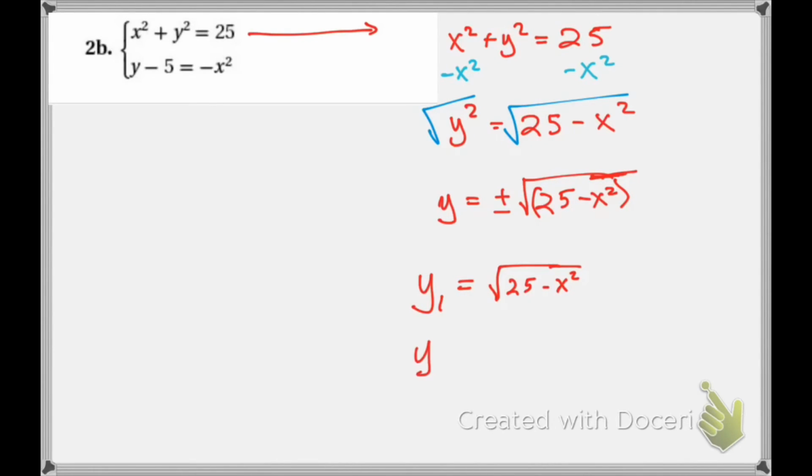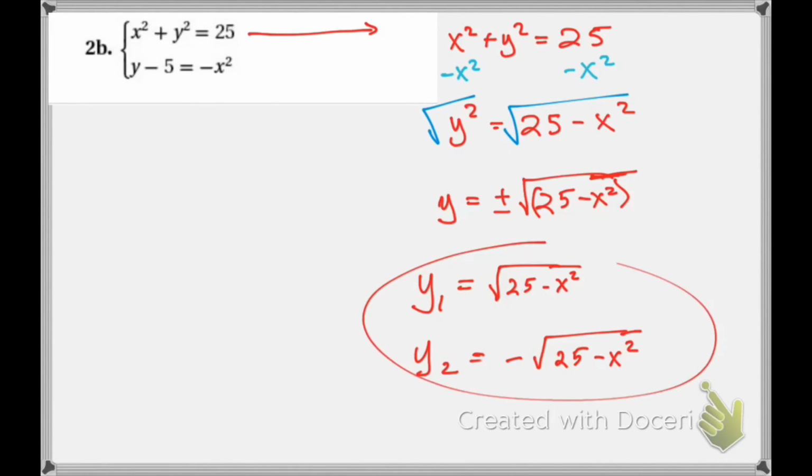And then y2 is going to be negative root 25 minus x squared. Let me erase this and make it more apparent. Those are my first two equations.